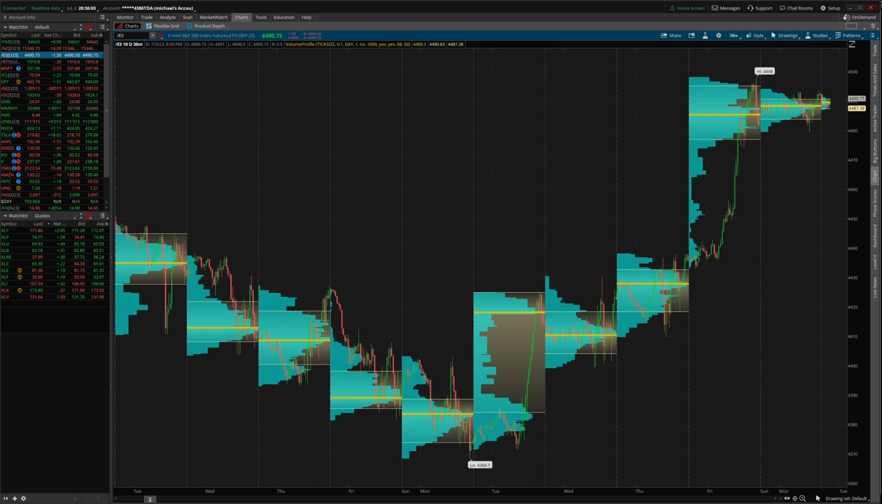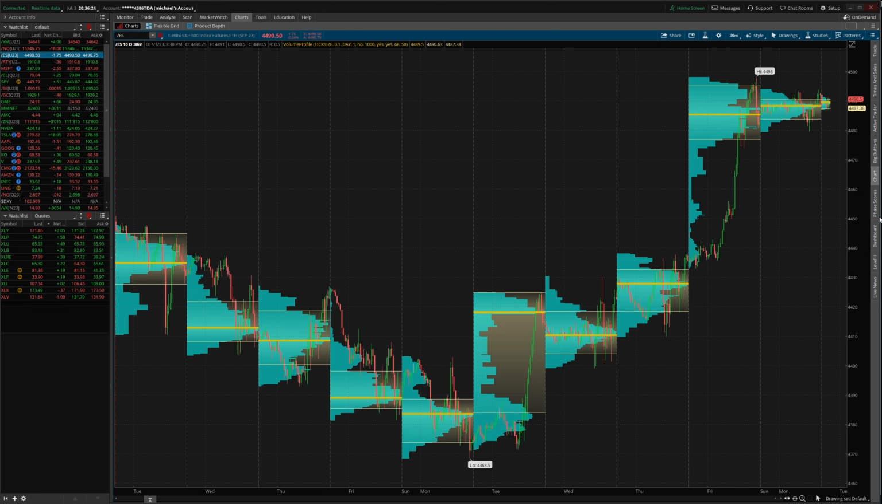Now, as we look at volume profile on this chart, volume profile is essentially volume at price. So what this means is every time price has traded at, we'll call it 44.76, it's going to build out this profile. This profile, or this histogram, is going to continue to get thicker and thicker on the outside.